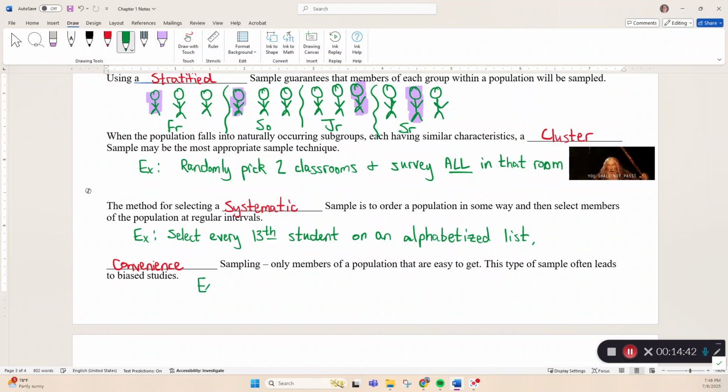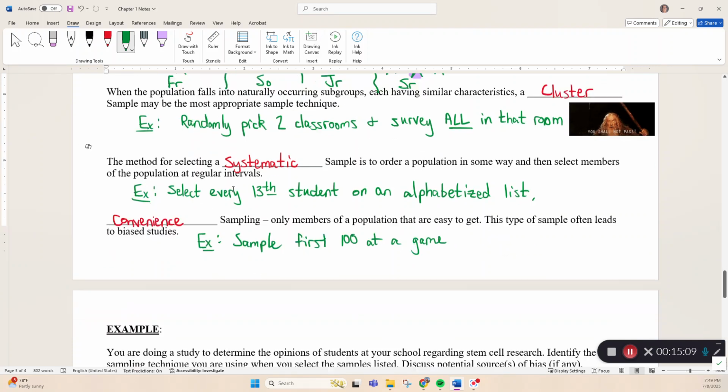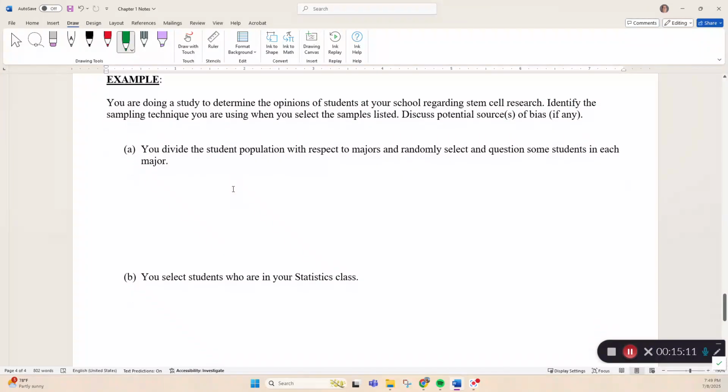So an example: sample the first 100 at a game. It's going to be biased. Don't do it. Okay. So let's look at an example of all of these where we had to decide what kind of sample and then if it's biased.